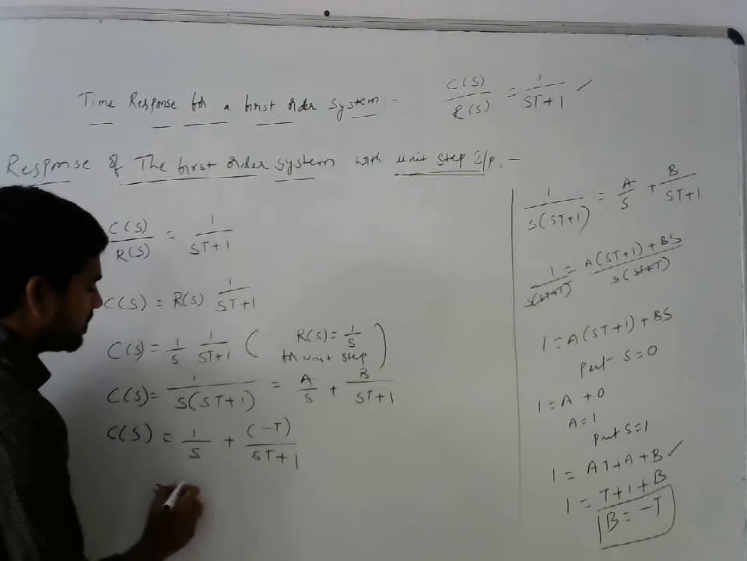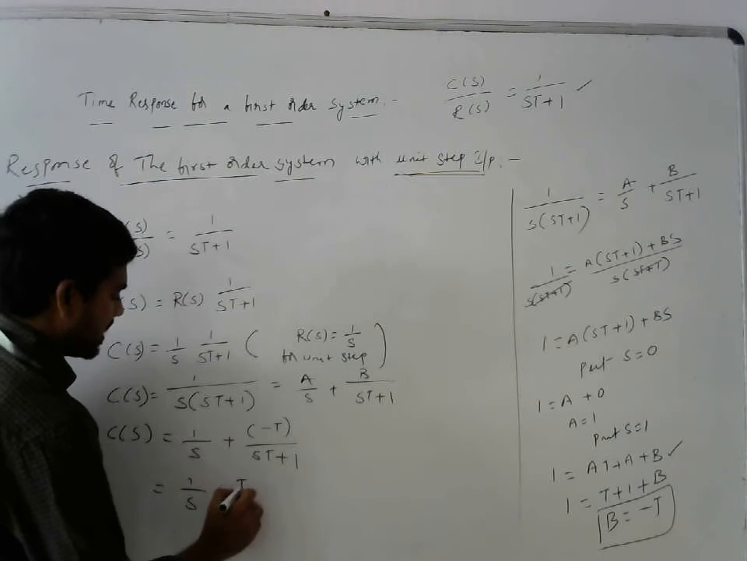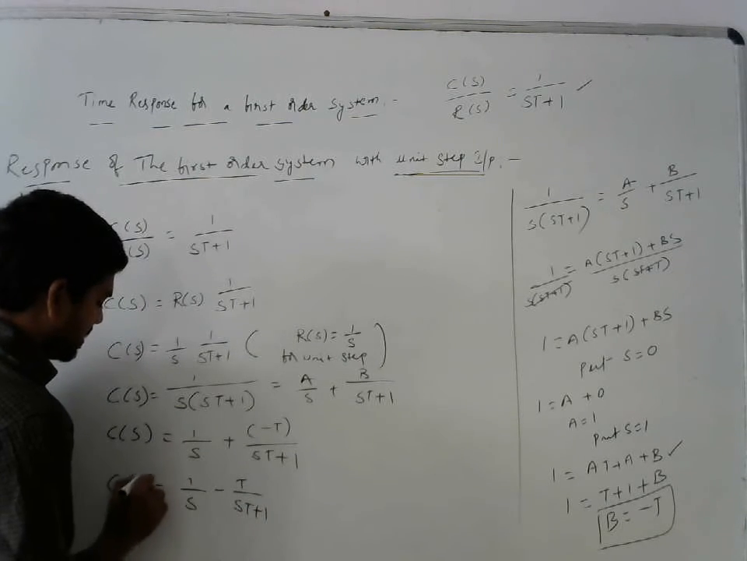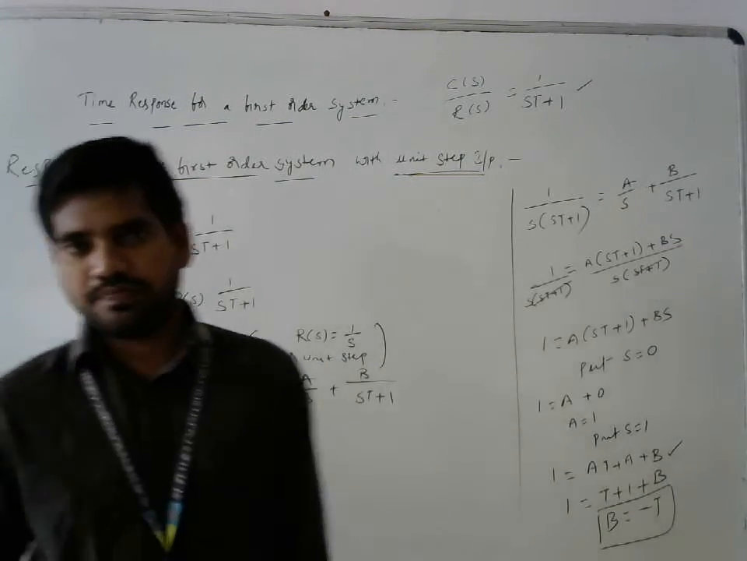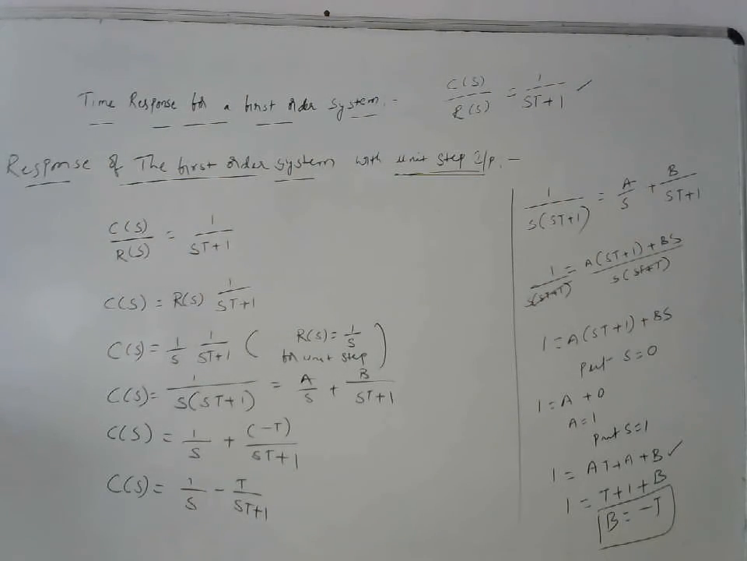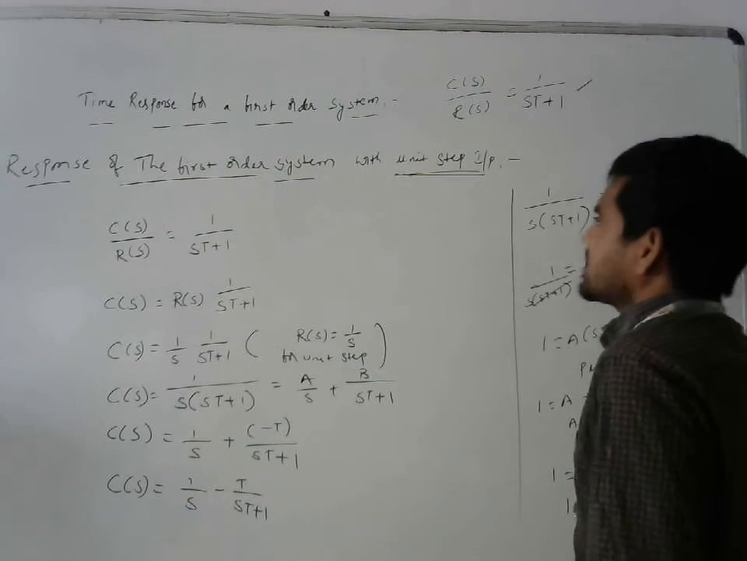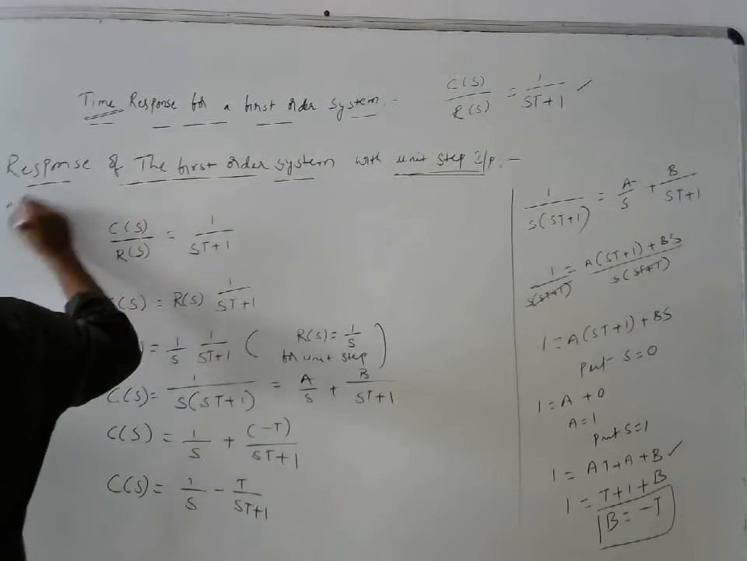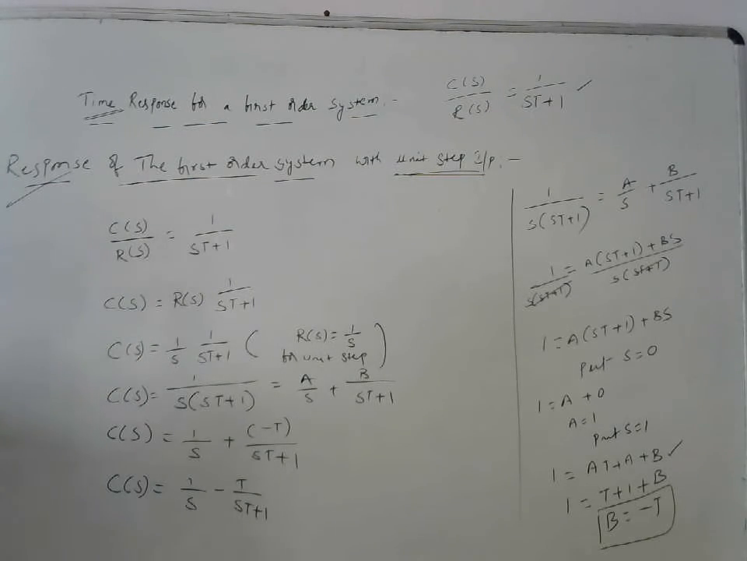Now again I am simplifying 1 by S minus T by ST plus 1. This is our C of S value. Now again I am going to change this. What is the response? Response is nothing but we are going to find the time response. That means we need to convert that C of S value with respect to time t. Then we have to check what we are going to get.